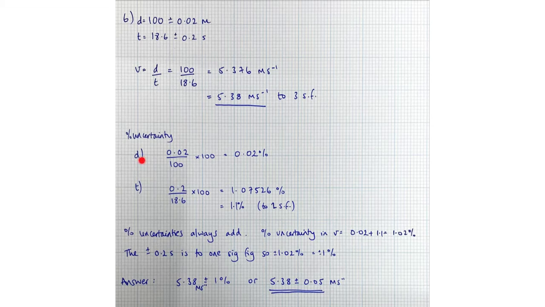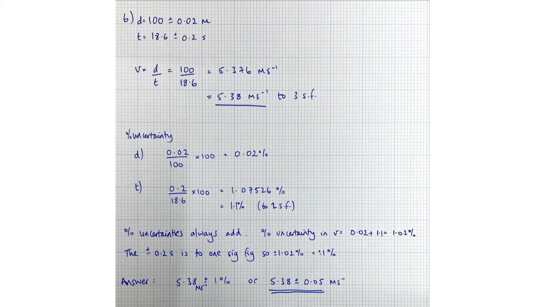So we know the distance, d, so that's 0.02 divided by the 100 times by 100%, so that gives us a plus or minus of 0.02%. Do the same for time, but different numbers obviously, so 0.2 divided by 18.6 times 100%, and that gives us 1.07526%. And again, we need to be careful with significant figures so we can round.